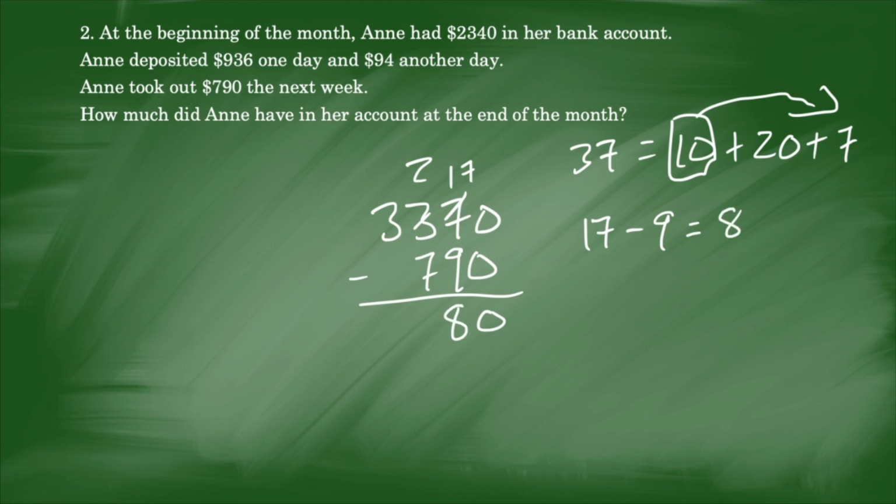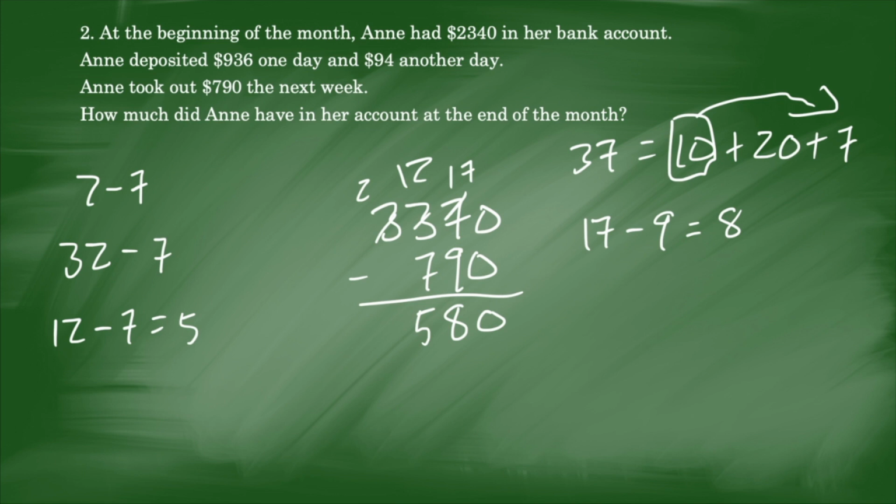We then repeat the process, having 2 minus 7 is actually 32 minus 7. So let's just borrow one of the numbers rather than the whole 30, reducing this to a 20 and giving this a 10. So now we have 12 minus 7, which is 5. So we have a 5 now. And 2 minus 0, which is 2. So therefore, Anne has $2,580 in her bank at the end of the month.